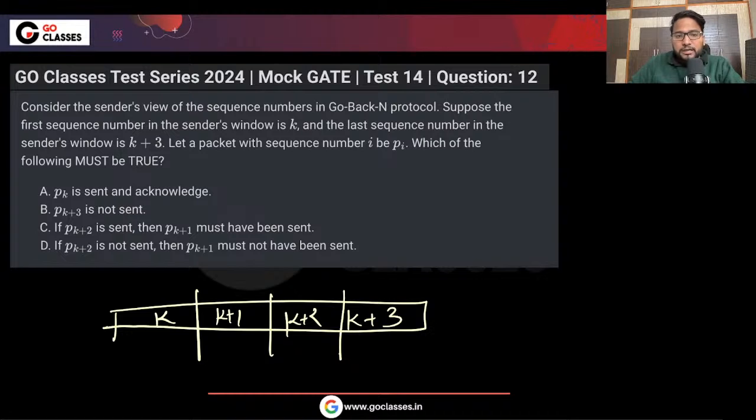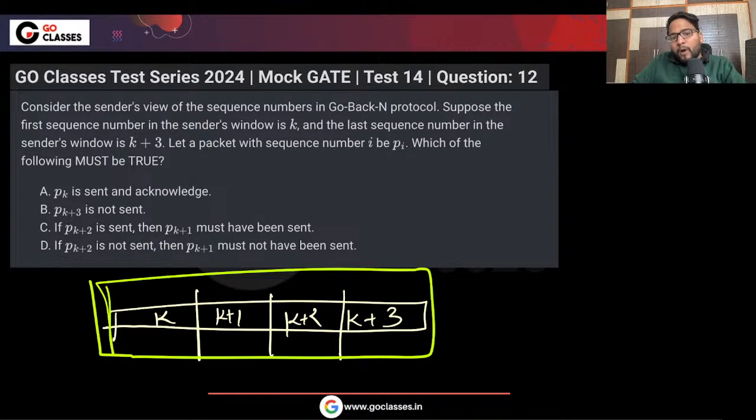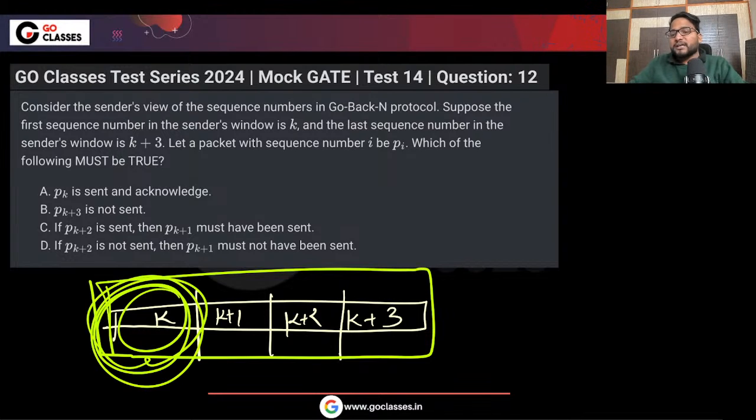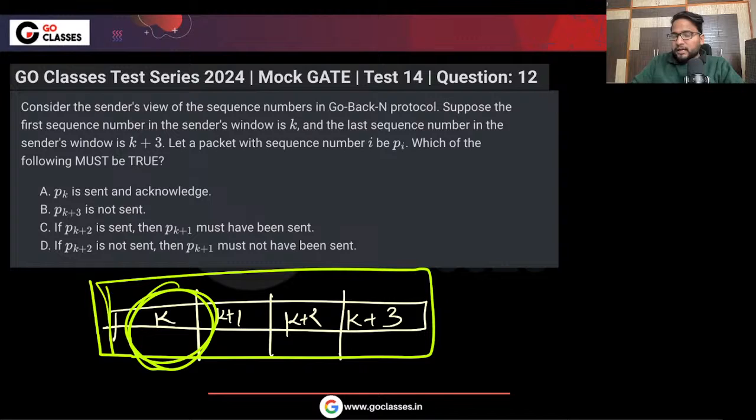Now what else are they saying? Which must be true, right? Sequence number i is associated with the packet number pi. So is pk sent and acknowledged? You don't know. That is in the current window. Maybe you want to send it, right? Maybe it is not yet sent. Maybe the window has been shifted, and you just want to send it. It is sent and acknowledged, you are not very sure whether it is acknowledged or not, right?